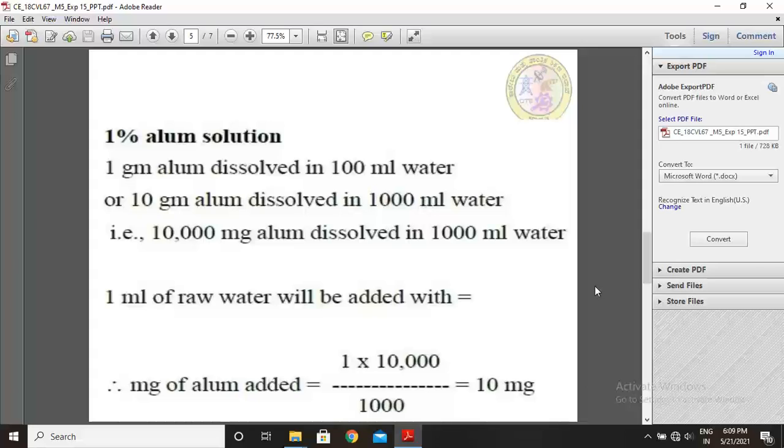Now here, how to prepare 1% alum solution? See here, 1 gram alum dissolved in 100 ml water or 10 gram alum dissolved in 1000 ml water. So that is 10,000 milligram alum dissolved in 1000 ml water. Therefore 1 ml will be added with these calculations. Now we are getting 10 milligram for 1% alum solution. This is one calculation example.